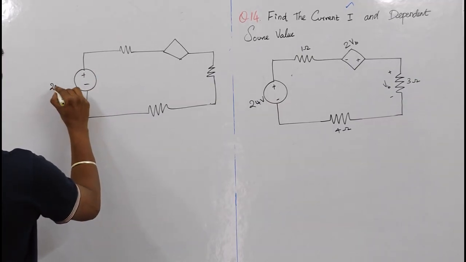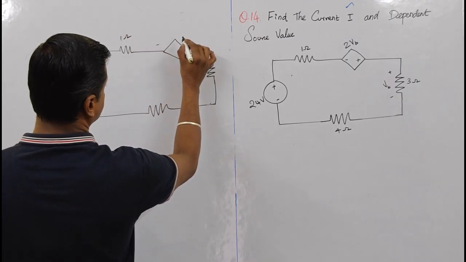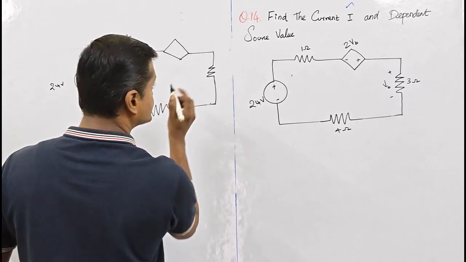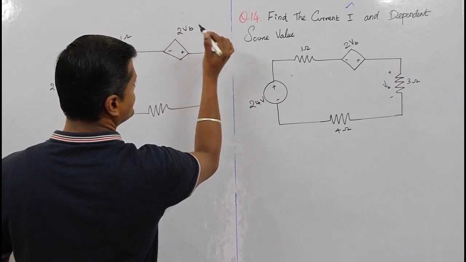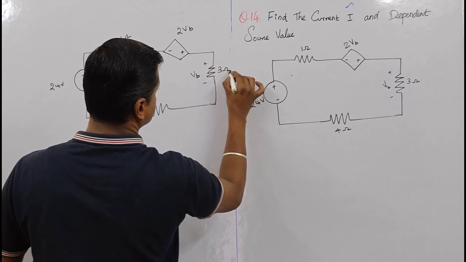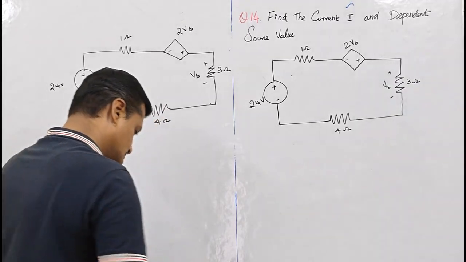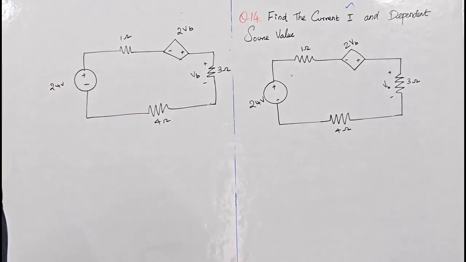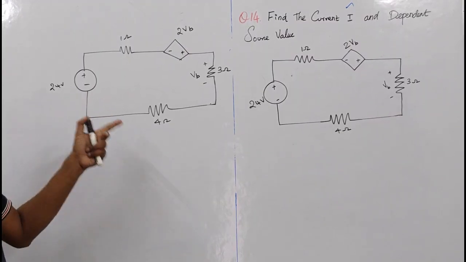Plus minus, that is 24 volt. Here 1 ohm, that is already given. Minus plus, that is 2 VB, and plus minus VB is 3 ohm, then it is a 4 ohm. This is a 4 ohm, right? 4 ohm, right?